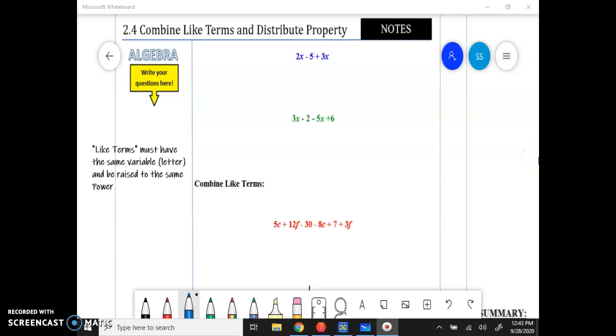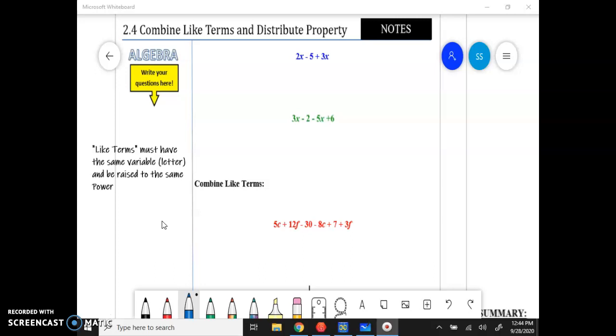Okay, here we go. Algebra 1, 2.4, combining like terms and distributive property. All right, so this is a crucial unit for algebra. It's really important that we understand like terms. So let's start by writing this down in your margins here.